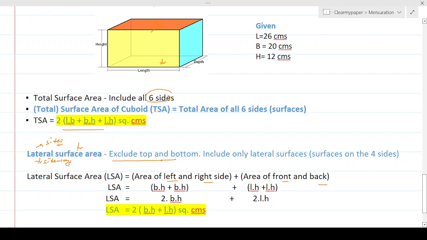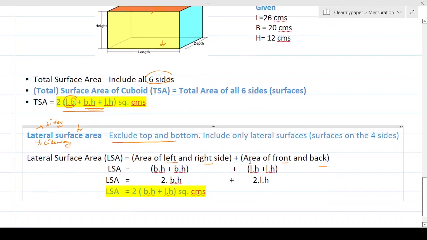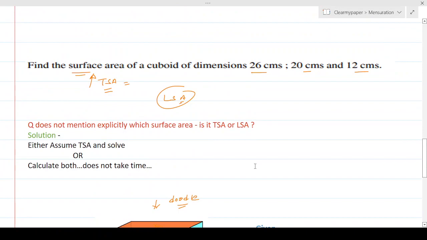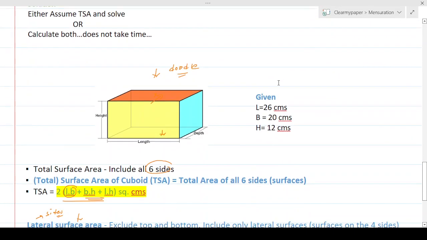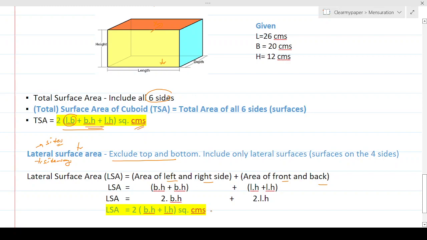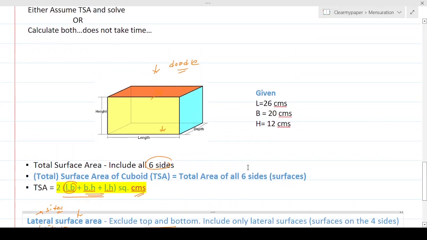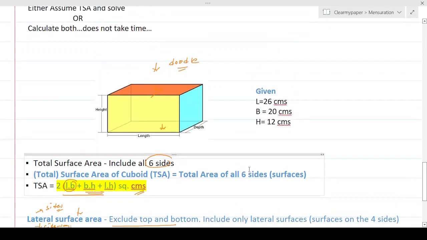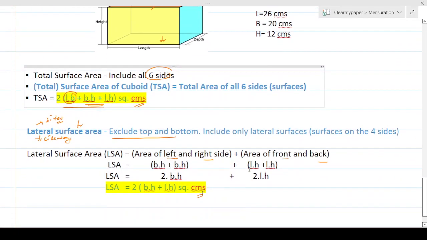Since we're talking about rectangles, you just multiply the sides. The product of 2 sides of each rectangle gives you the area of that particular side, and you add them up. The only difference is this element will not be there; we are just going to include these 2 sides. Then you add that, and you get the answer in square centimeters. Again, the question gives the unit as centimeters, so let's not forget that. I've highlighted that in red. It has to be square centimeters. That's how you calculate the total surface area or the lateral surface area based on how the question is asked. Let's move on to the next topic.